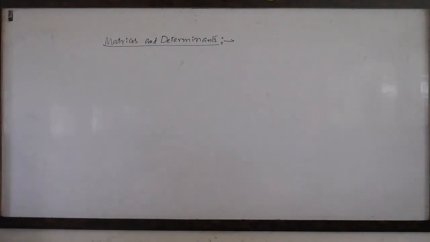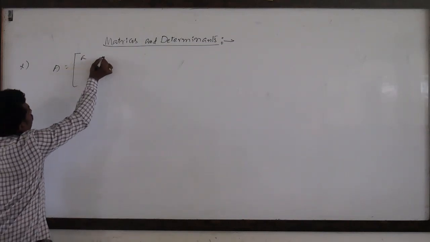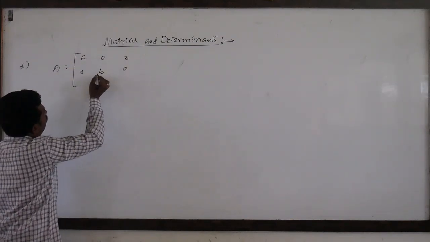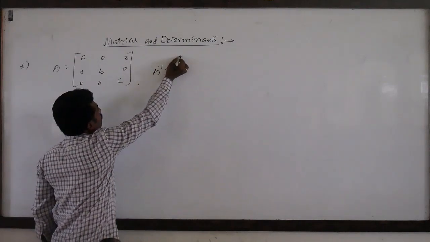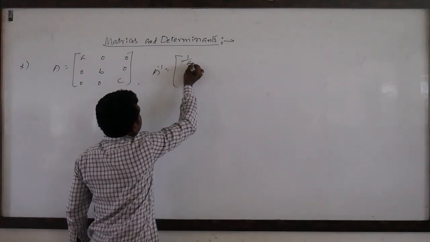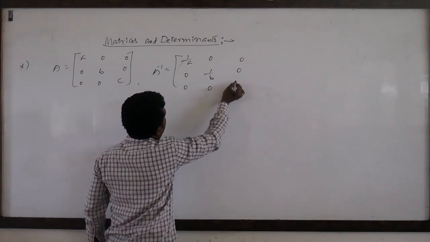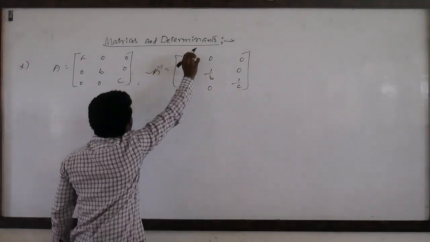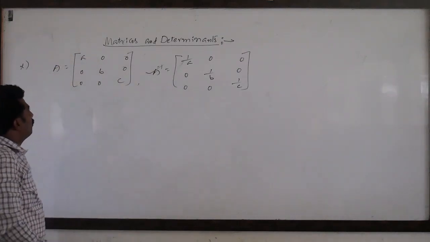Next property, what is the inverse of a diagonal matrix? Suppose A equal to diagonal matrix with entries a, b, c, and zeros elsewhere. Then what is A inverse? Inverse of the principal diagonal elements. So A inverse means 1 by a, 0, 0, 0, 1 by b, 0, 0, 0, 1 by c, like that we have to calculate. Inverse of a diagonal of a square matrix.